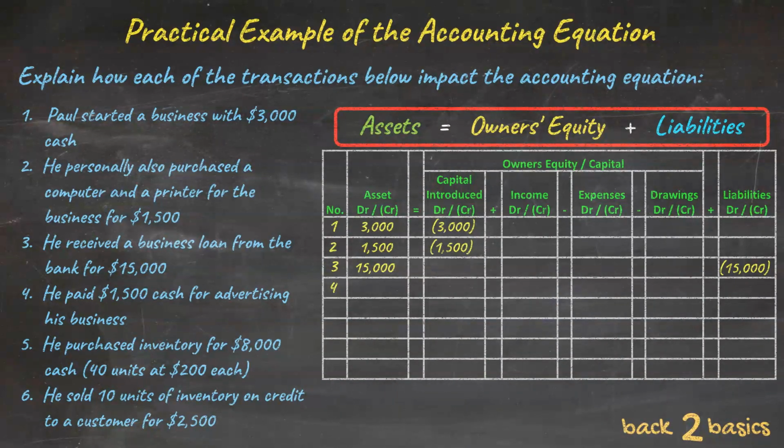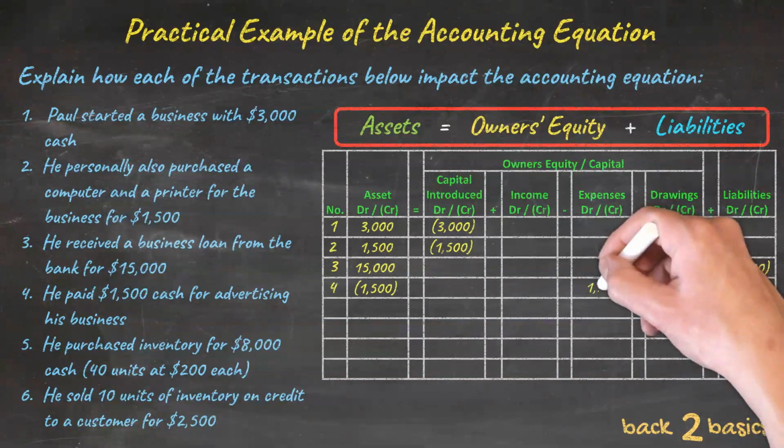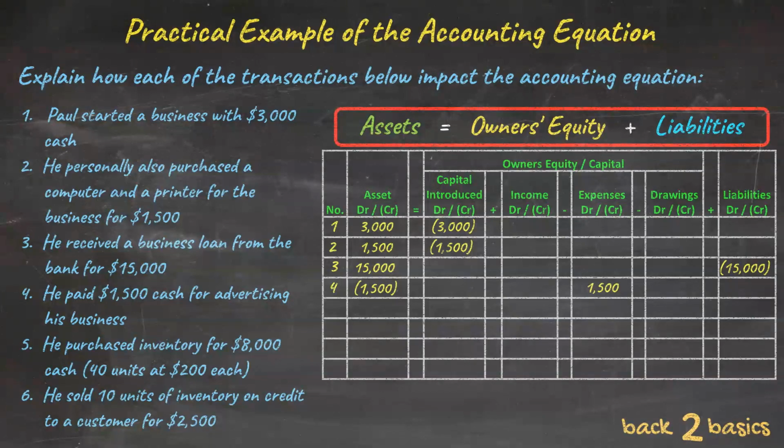Number 4, he paid $1,500 cash for advertising his business. So here it was money out. In other words, our cash reduced. So our assets reduced with $1,500, a credit amount. He spent the money on advertising. So our expenses increased on the debit side with a positive value of $1,500.